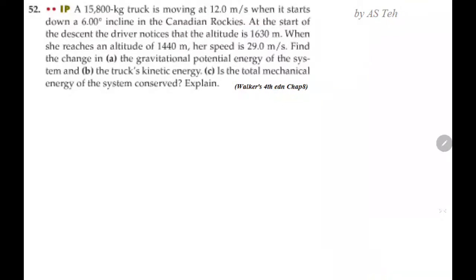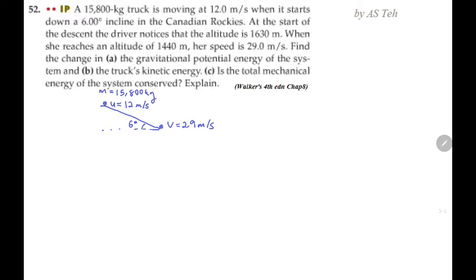Okay, in this example, we have a truck that's coming down an incline. Let's treat the truck like a dot. And it's coming down an incline that's about 6 degrees. Okay, and what happens is we know that the mass of the truck is about 15,800 kgs. And we know that the initial velocity when it's up there is 12 meters per second. And when it comes to the bottom, it's about 29 meters per second.